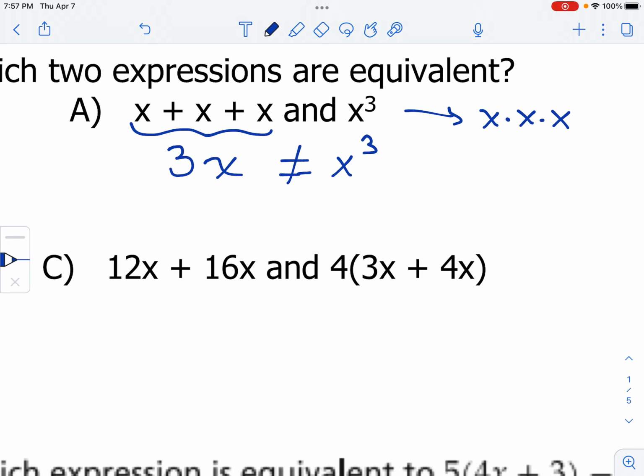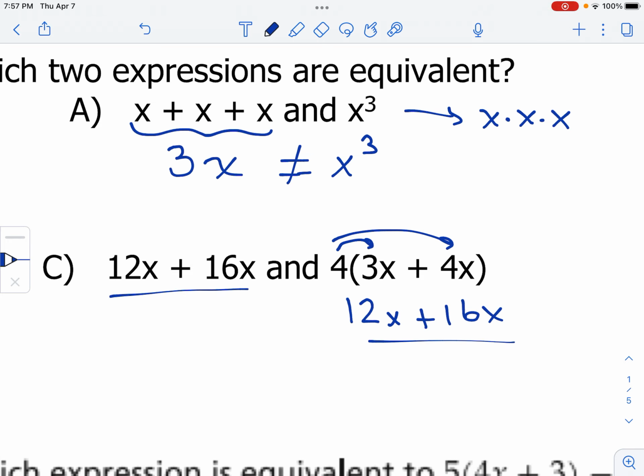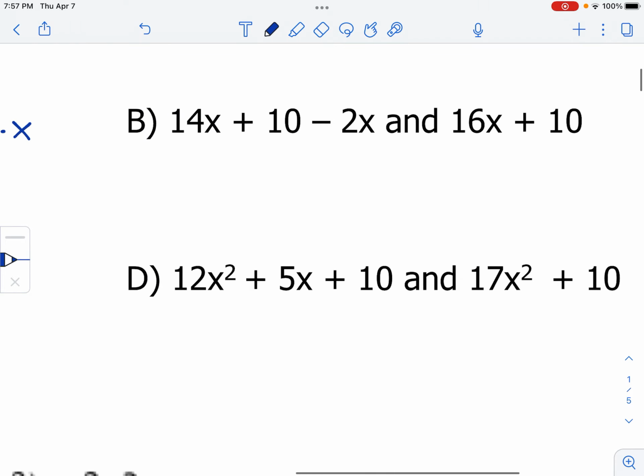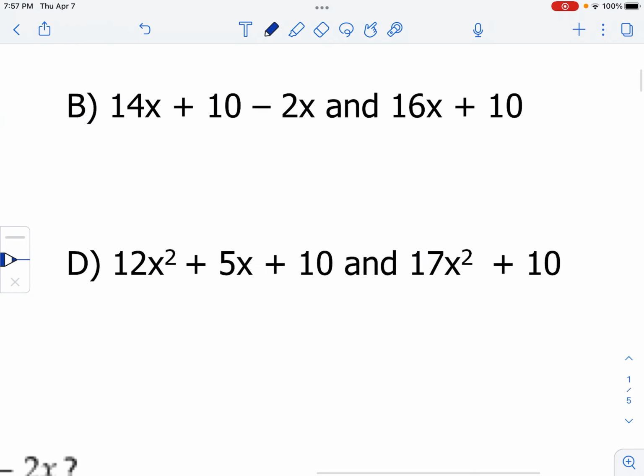All right, we have C here. Let's take a look at this one. Let's distribute. 4 times 3 is 12x, and 4 times 4 is 16x. So these two are equivalent. 12x and 16x are the same. So far C, let's make sure B and D are not correct, right? I'm going to combine my like terms. 14x minus 2x is actually 12x plus 10, not 16x plus 10.